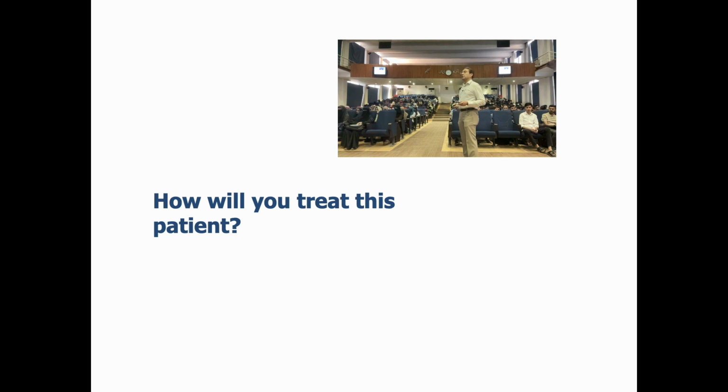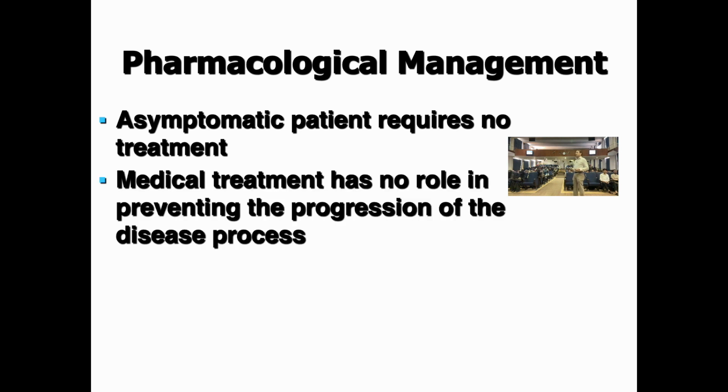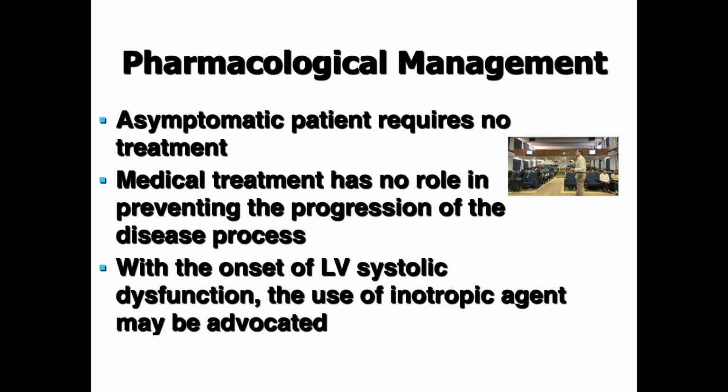How will you treat this patient? What will you do with this 60-year-old man who's been running, with a murmur? Probably do nothing. The patient is asymptomatic, we'll just be following the patient. An asymptomatic patient requires no treatment. Medical treatment has no role in preventing the progression of the disease process. With the onset of LV dysfunction, some inotropic agent may be advocated. Otherwise, medical treatment practically has no role in patients who've got aortic stenosis.